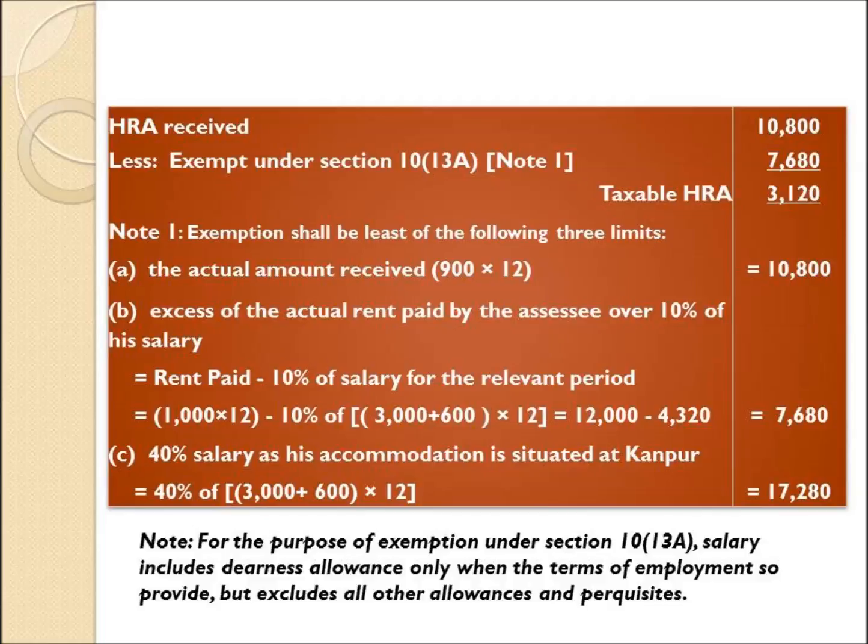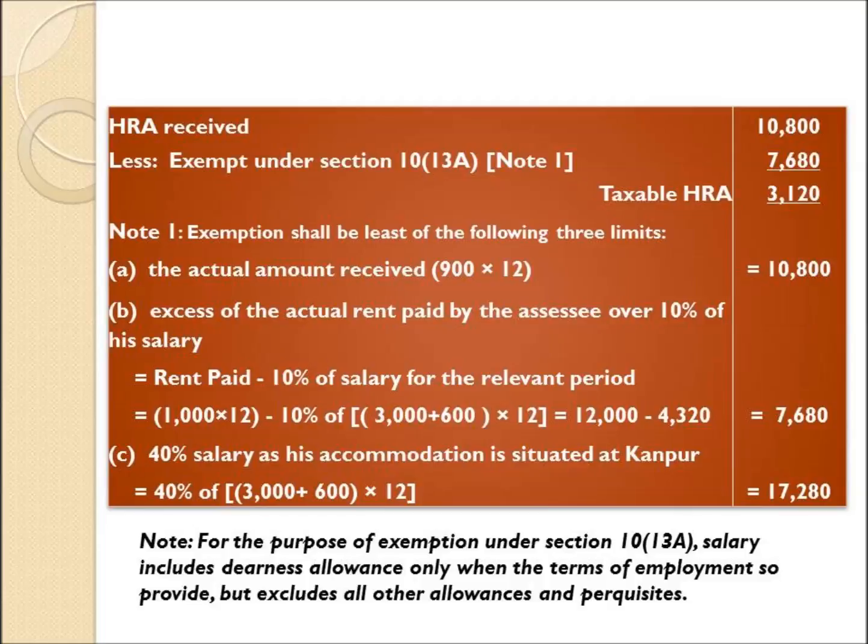And last, number C, 40% of salary. Why 40%? Because he is residing in Kanpur. If he would have resided in the metros, that is Mumbai, Delhi, Kolkata or Chennai, it would have been 50%. But since he is residing in Kanpur, it is 40% of the salary. So 40% of the salary of the whole year.